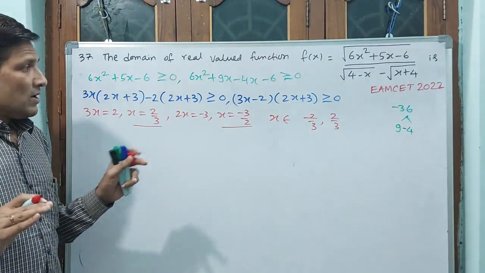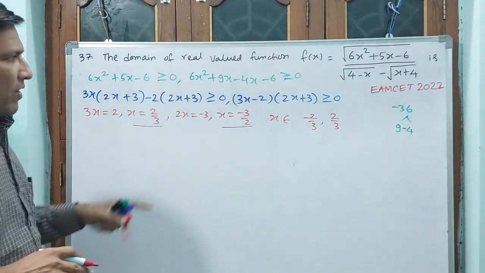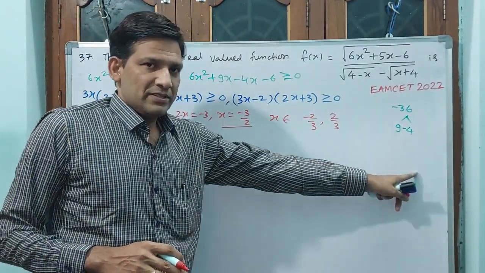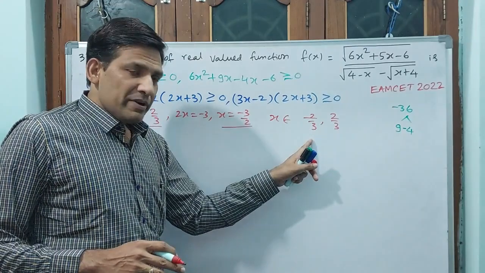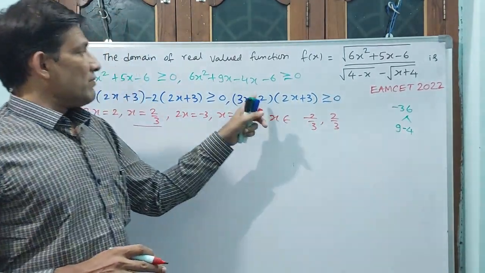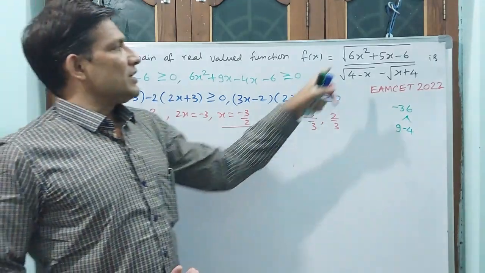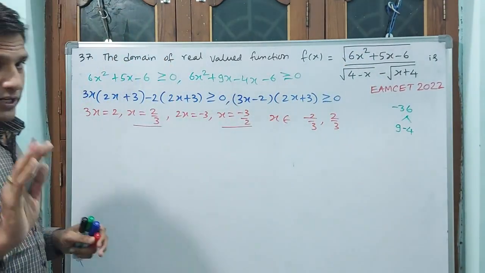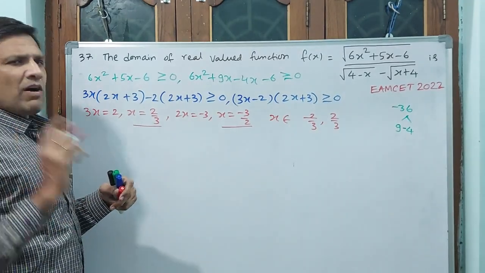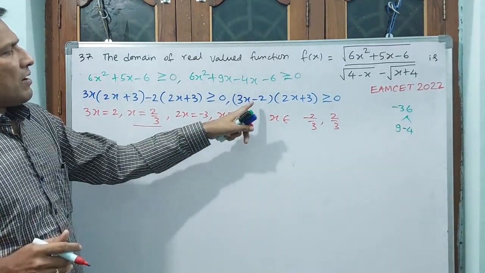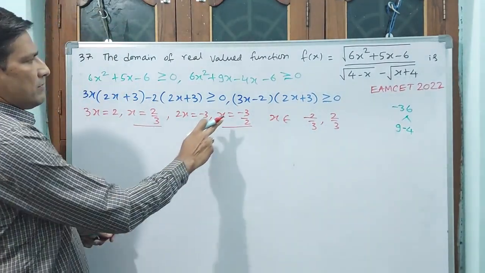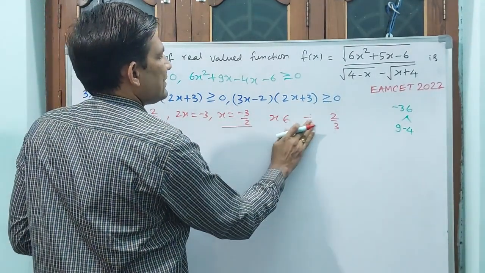See here, we have not yet confirmed. It may be from minus infinity to minus 3 by 2 and 2 by 3 to plus infinity, or else in between minus 3 by 2 to 2 by 3 it may come. Even equal to also may come. Why? Because it is in the numerator, even equal to you can keep. Wait and see. What we have to do: minus 3 by 2 to 2 by 3.